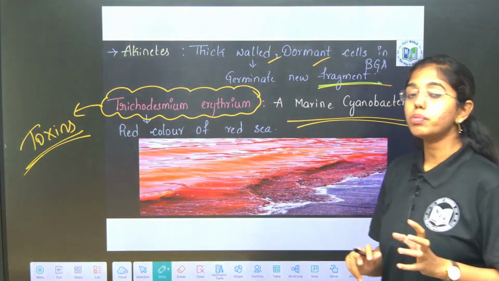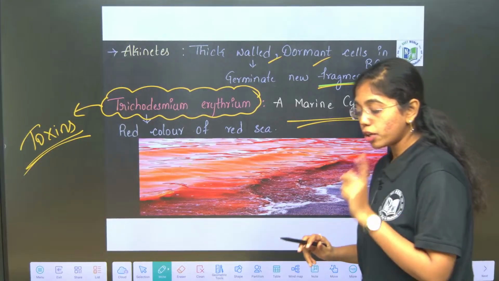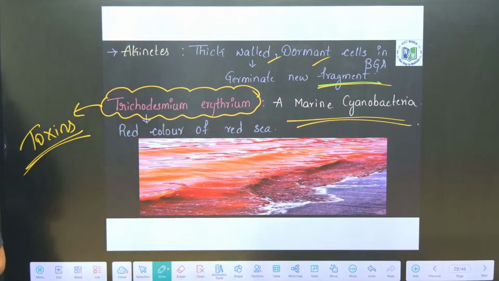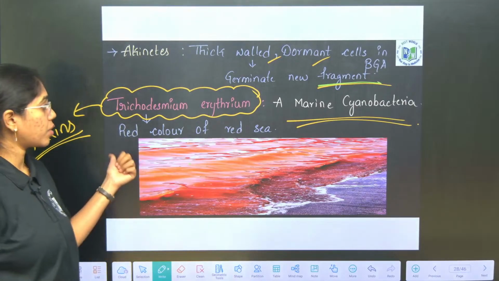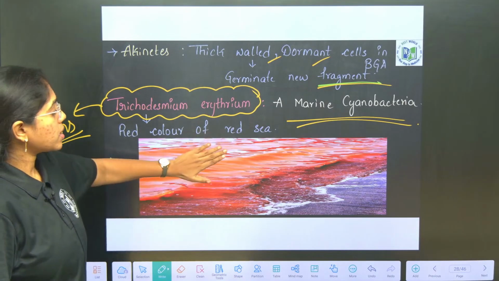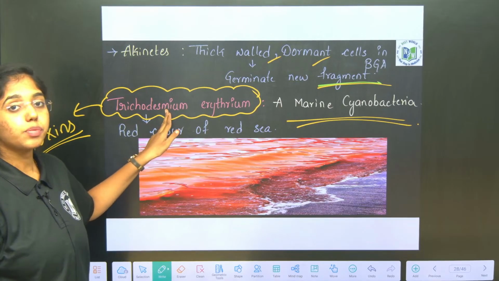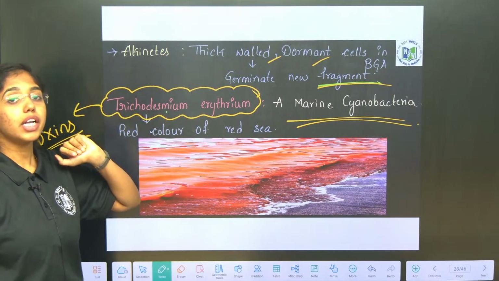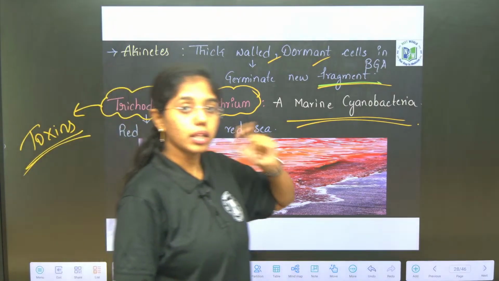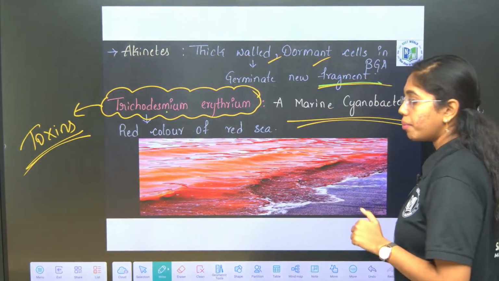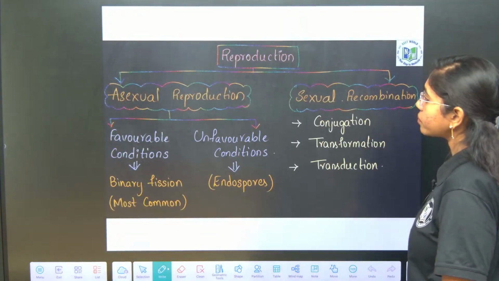Don't get confused between the marine dinoflagellate which produces red color in the Red Sea and the marine cyanobacteria, that is Trichodesmium erythraeum. Here the cyanobacteria which gives red color of the Red Sea is what? Trichodesmium erythraeum. Dinoflagellate which produces red color in the Red Sea or the Mediterranean Sea is what? Gonyaulax. Remember it accordingly.